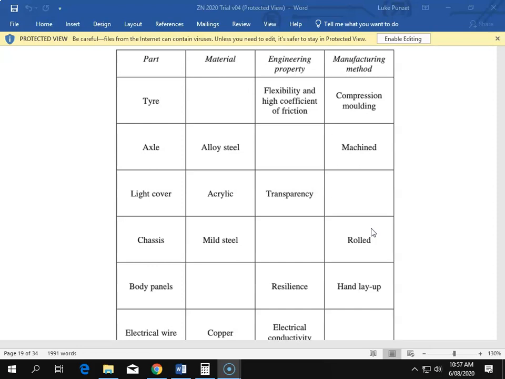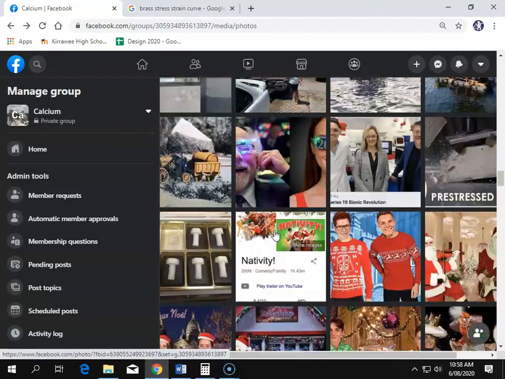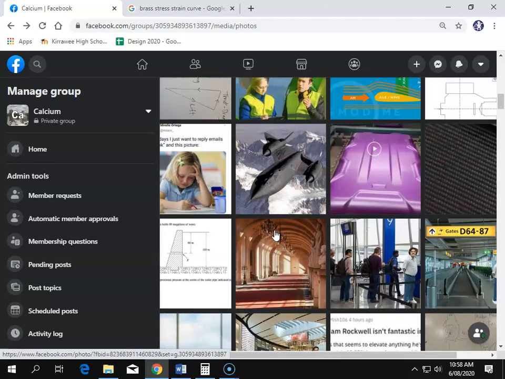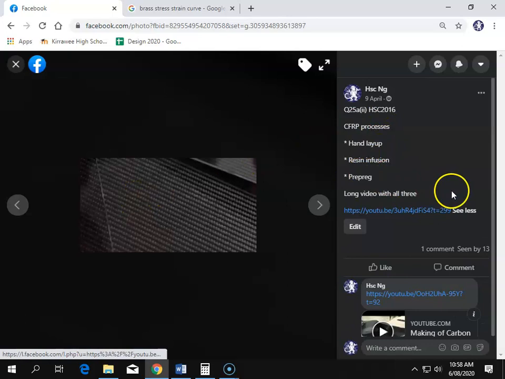Okay, so we need a material that has resilience and is made with hand layup. What might that be? What material is made with hand layup? Okay, so this great picture is the one that I chose to be my carbon fiber reinforced polymer. Now, how do we make it? We can use hand layup, we can use resin infusion and pre-preg envelopes, where we put together all the ingredients, put them in a plastic bag, vacuum form it, and then put it into an autoclave to cure.